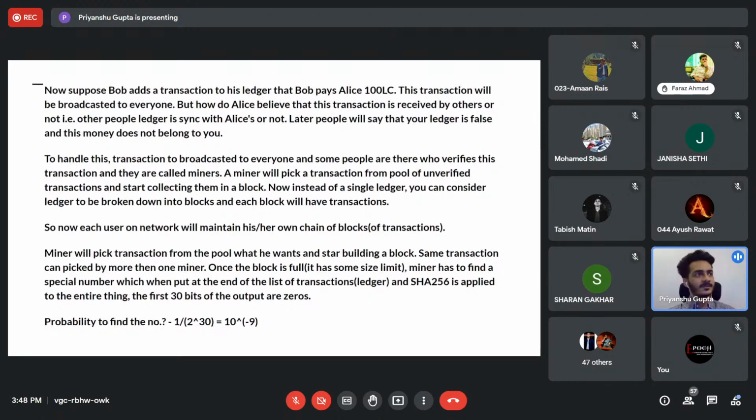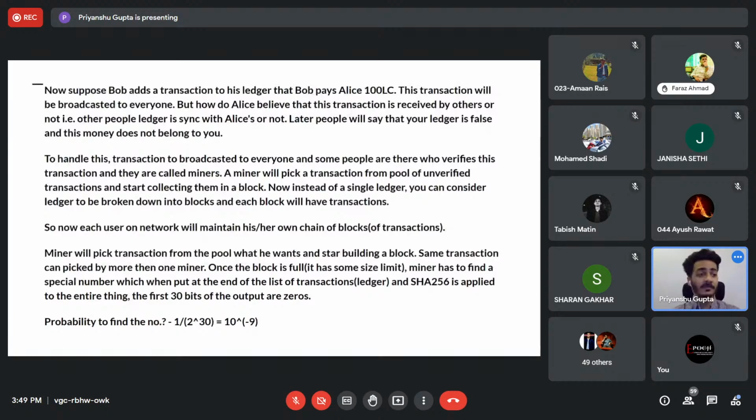Now there's one more issue. Suppose Alice received this transaction that Bob pays Alice 100 LC. But how will Alice make sure that everyone is receiving that transaction, that it is being broadcasted to everyone? What if Bob put some mind there and just broadcasted that transaction to only Alice, like Bob pays Alice 100 LC, and other nodes are not aware of that transaction?